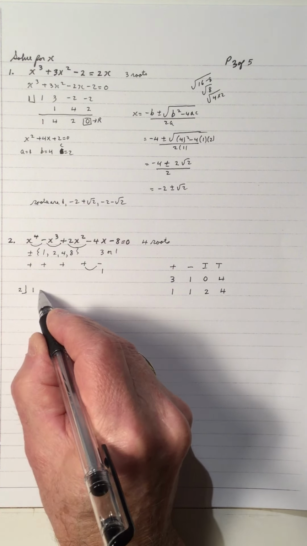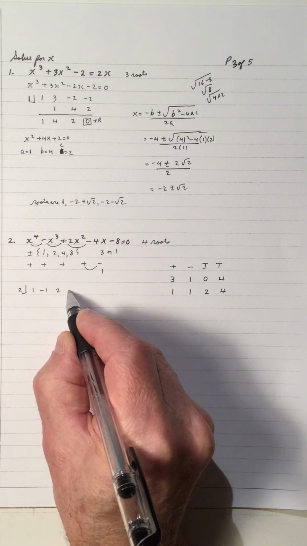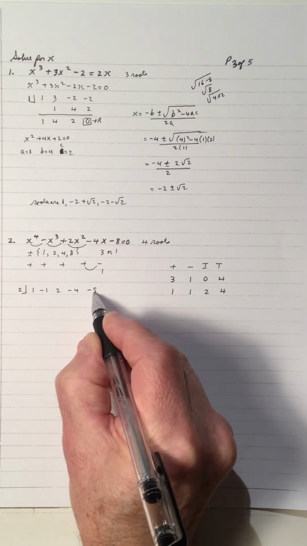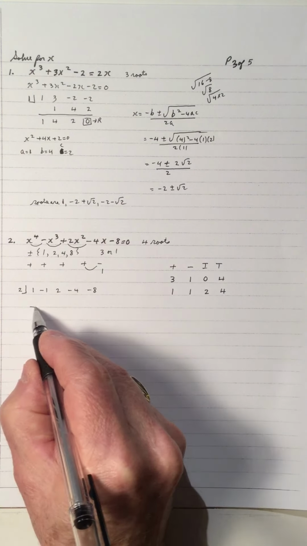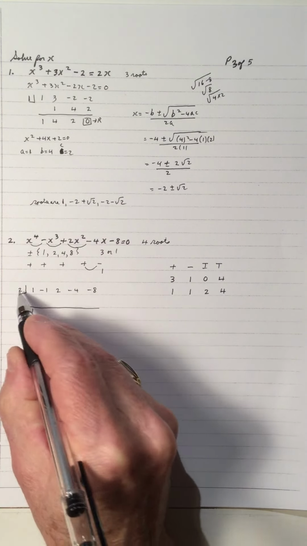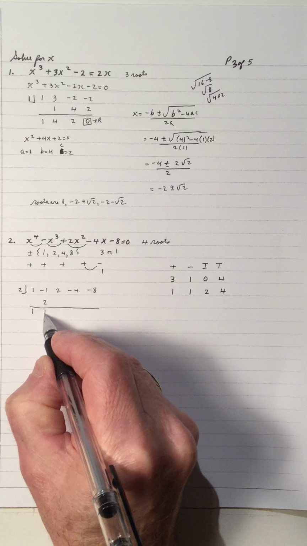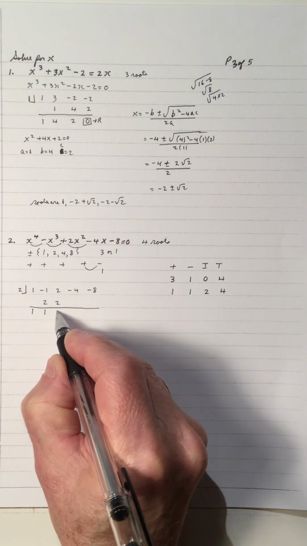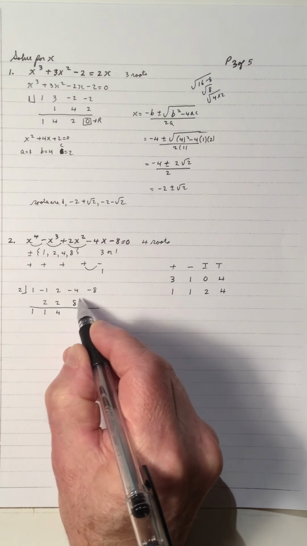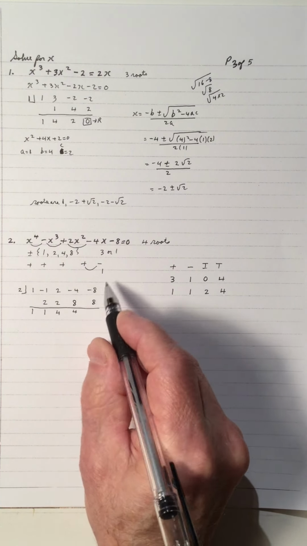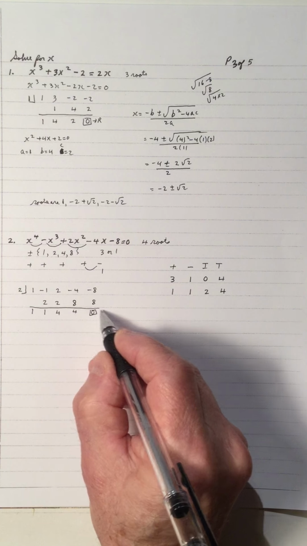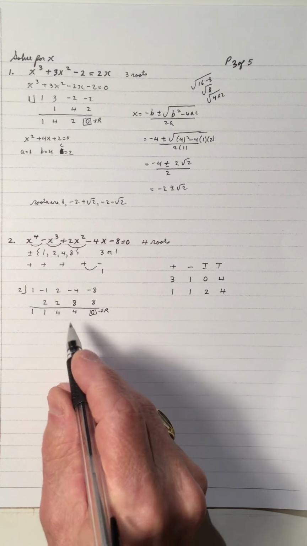So we got a 1, negative 1, 2, negative 4, negative 8. Draw a line, bring down your 1, multiply 2, add; 1, multiply 2, add 4. You got an 8, add 4, 8. So 0, 0 remainder. So that means 2 is a root.